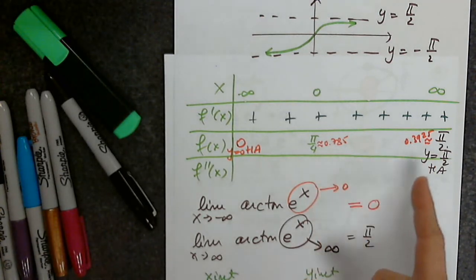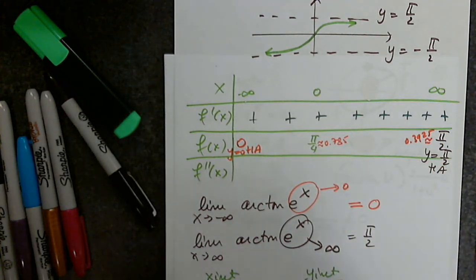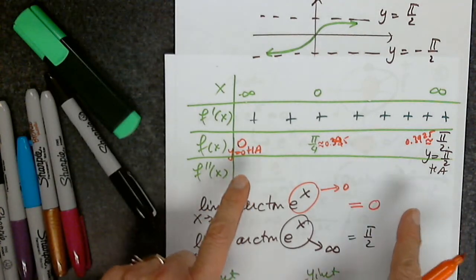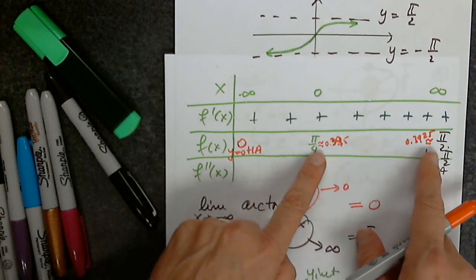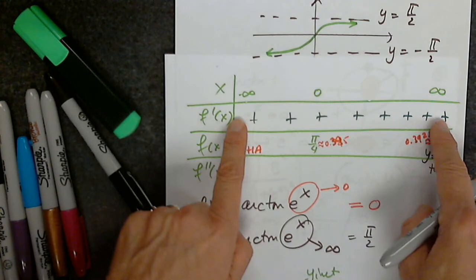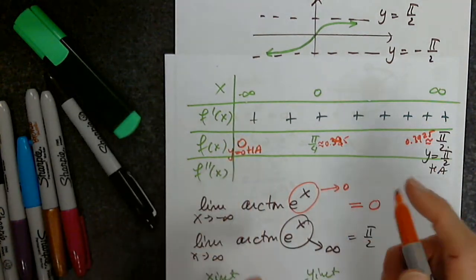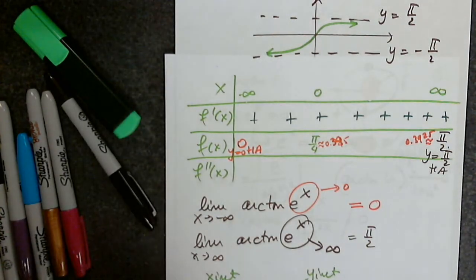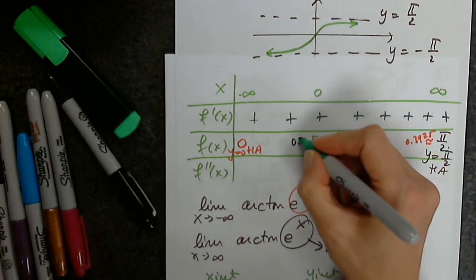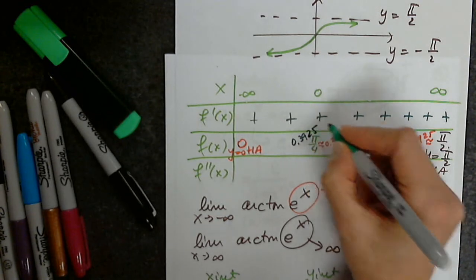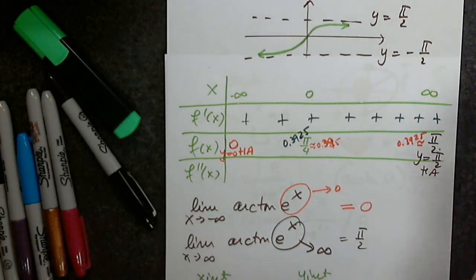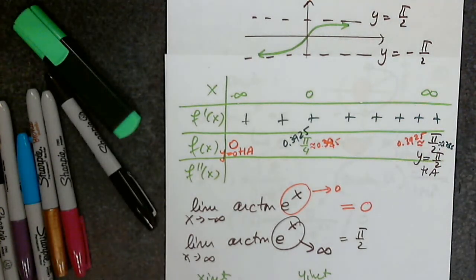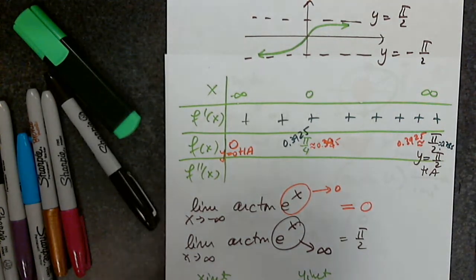Oh, this was pi over 4. This was pi over 2. They're reversed. Sorry, I wrote them incorrectly. Because I realized, oops, how can it be? This cannot be a bigger number than this because the first derivative is positive all the time, and they have to show that. Let me erase it. So this is 0.3925, and this is 0.785. I wrote them in the wrong spot.